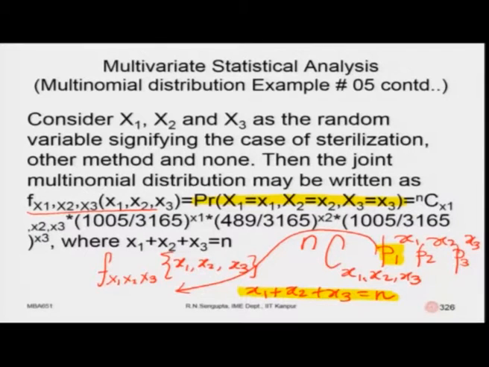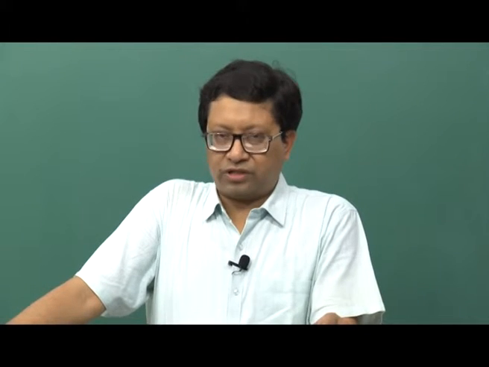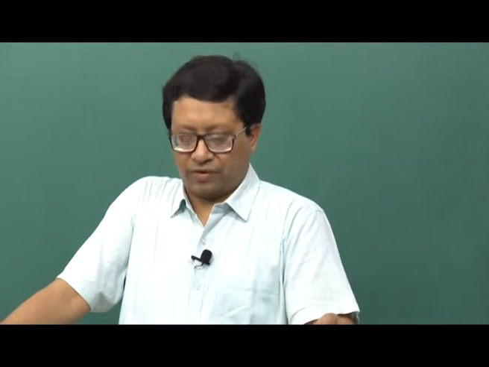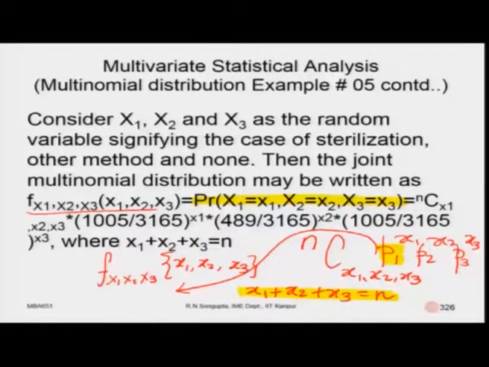Similarly, for P2 it will be the ratio or the relative frequency or the chance of the number of women who are using other methods divided by the total number, which is again 489 divided by 3165. And the last value would correspond to the women who are using none of the methods, no sterilization methods. So, that relative frequency is 1005 divided by 3165. So, based on that you can find out these values the moment you put x1, x2, x3.